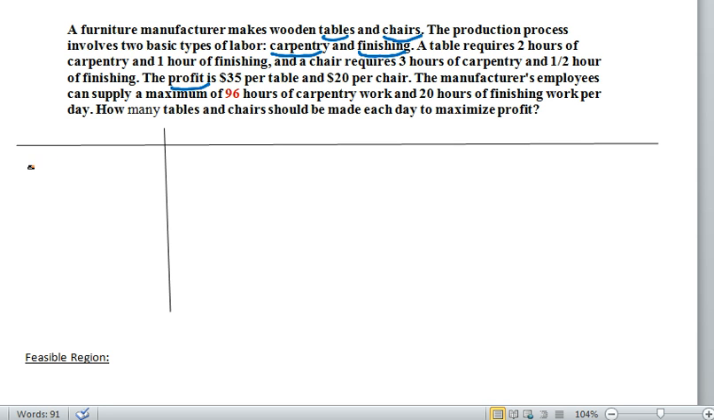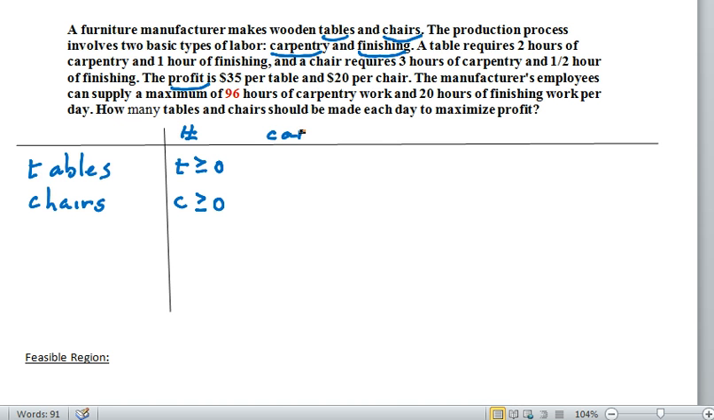So here we have tables and we have chairs. We'll let T equal the number of tables, C equal the number of chairs, and there is a default constraint that the number of tables is going to be greater than or equal to 0 and the number of chairs is going to be greater than or equal to 0.